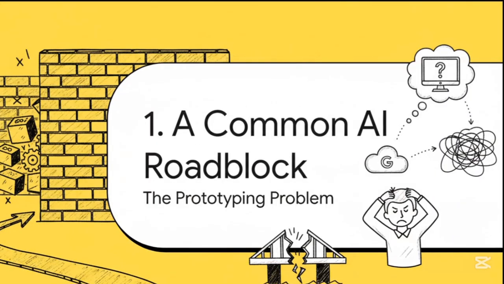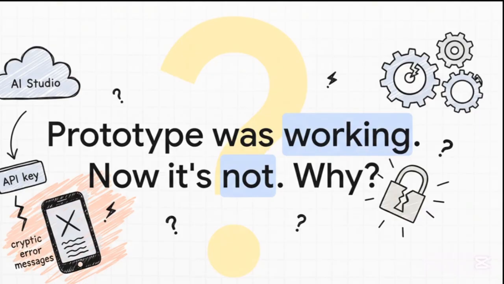Okay, let's start with a scene that I bet is going to feel a little too familiar for some of you. It's a classic, honestly, and a super frustrating roadblock that pretty much everyone hits when they start building with AI. So picture this. You're in AI Studio. Everything's going great. Your prompts are perfect. The model is singing, giving you exactly what you want. So you grab that API key, you plug it into your application, and crickets. Nothing. Or, even worse, you get some bizarre cryptic error message. You're sitting there thinking, wait a minute, it was just working. So what on earth just happened? Well, that is the exact problem we are going to solve today.